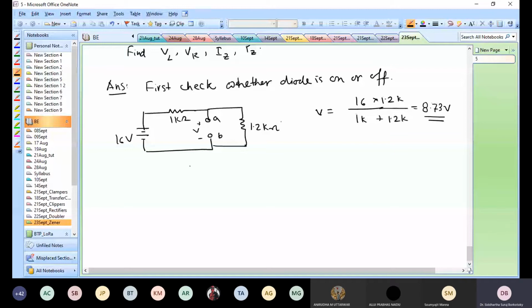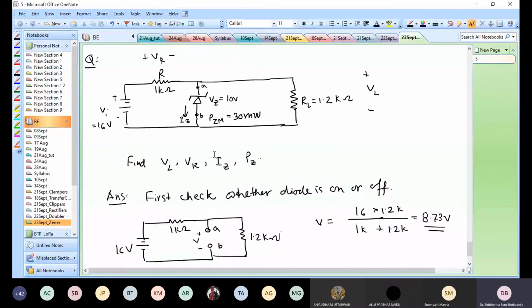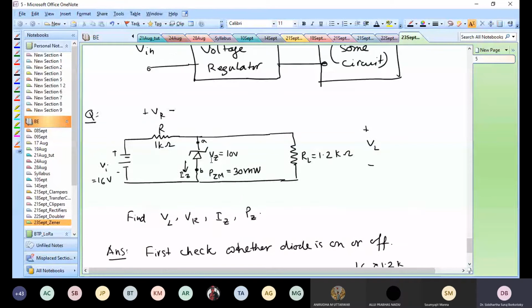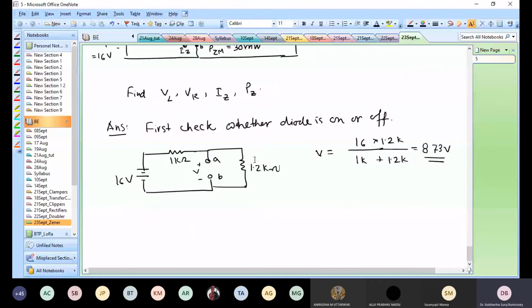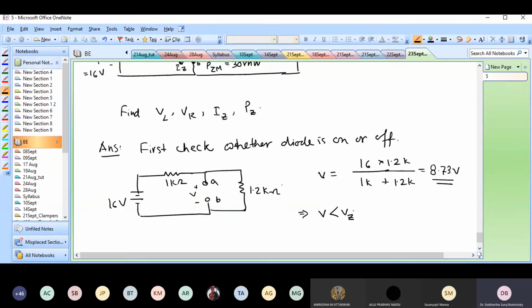Okay, so in that situation, is the diode on or off? For that, you always have to refer back to what is given in the question. The question says that this diode has a Zener potential of 10 volts. So if the Zener potential is 10 volts, this diode has to be off. So 8.73 volts implies that V is less than the Zener potential, which means the diode is off.